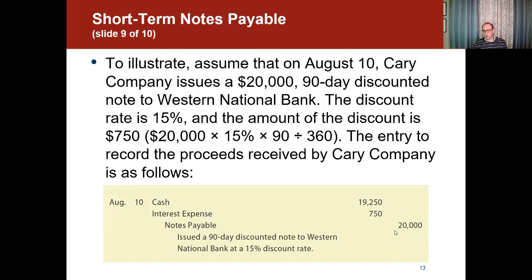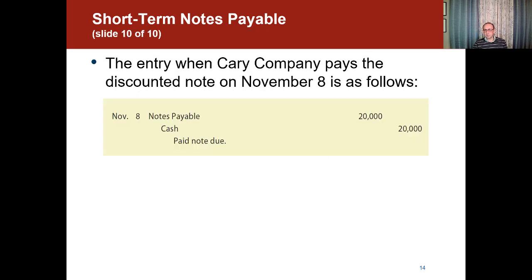And I owe the creditor $20,000. And then the $750 is the amount of interest expense I'm going to incur. So I'm going to record interest expense as $750 and credit notes payable for $20,000. At the time of payment, the journal entry would look like that, which is November 8th, the date this note is going to mature. I'm going to debit the notes payable to cancel it and pay the cash, which is the $20,000.